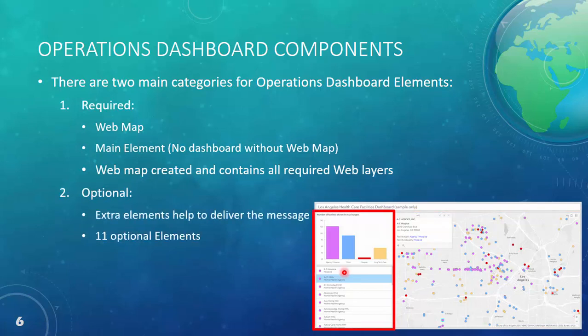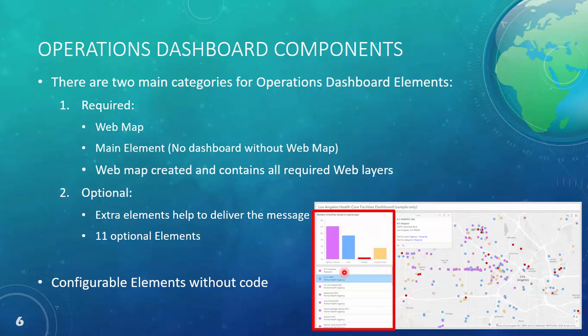How can I enhance and deliver the information from this operational dashboard? That is the optional part, called optional dashboard elements. Right now I have 11 operational dashboard elements as of May 2020. So with these two parts, the required web map and the optional extra elements, I can create this dashboard and deliver a specific message I want to deliver to my customer or my boss.